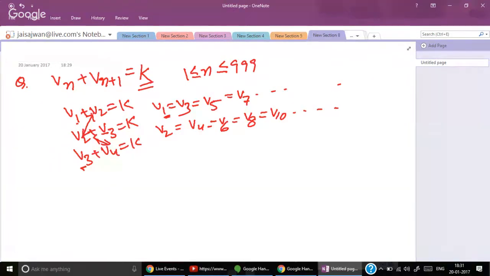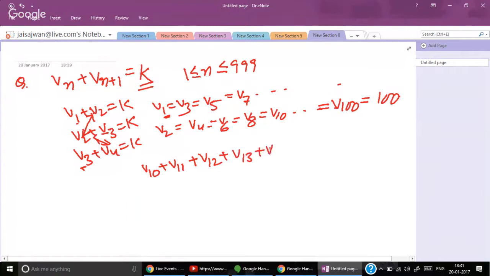Somewhere V100, which is an even term, is equal to 100. In question number 24, it is given: V10 plus V11 plus V12 plus V13 plus V14 minus V15 minus V16 minus V17 minus V18 minus V19 would be what?